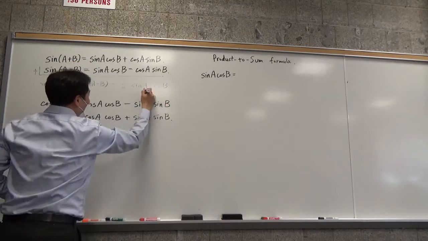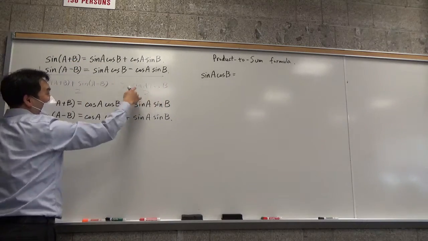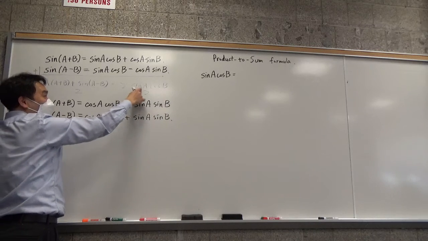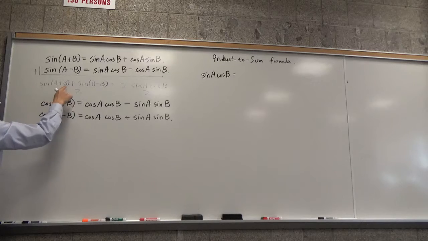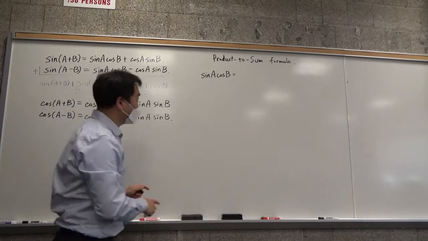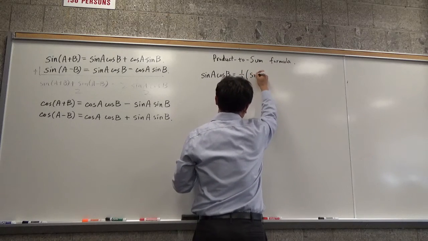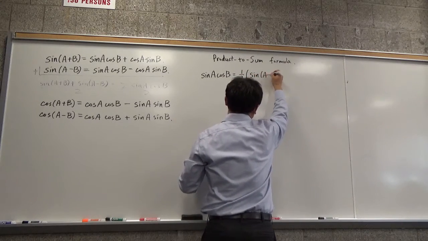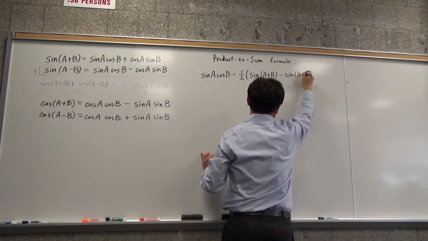And then you can divide by 2 on both sides. And suddenly you have a way to represent sine times cosine. It's 1/2 of sine A plus B plus sine A minus B. So you get this as your result. It's 1/2 sine A plus B plus sine A minus B.